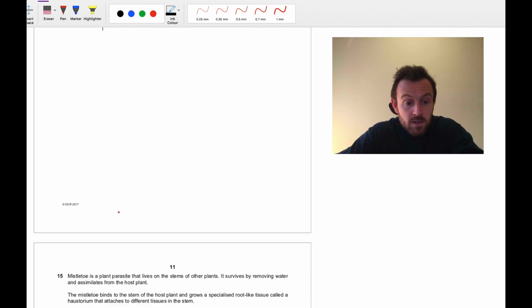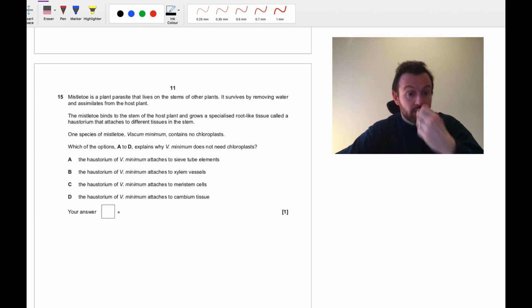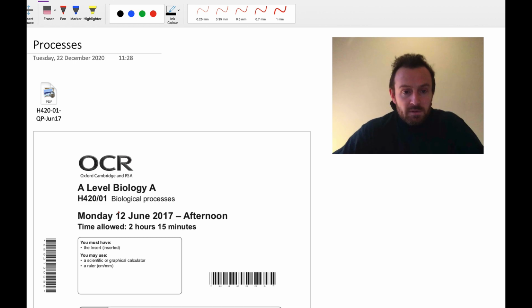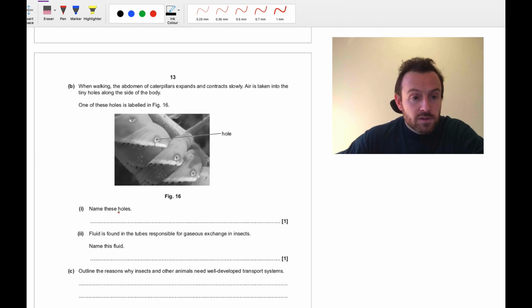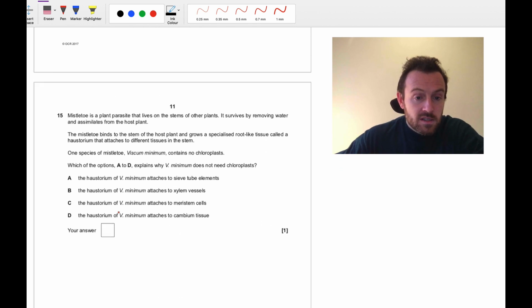14D. Yep, that's right, good. On to the last multiple choice. Mistletoe. That's Christmassy. Mistletoe is a parasitic plant, and it grows on other trees.